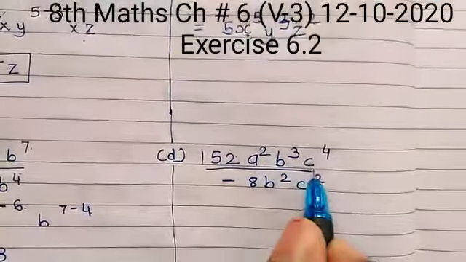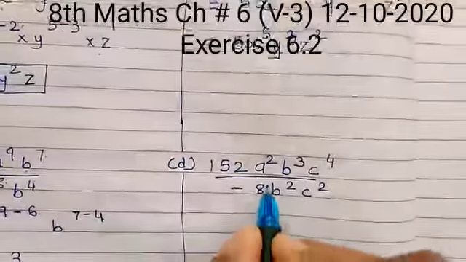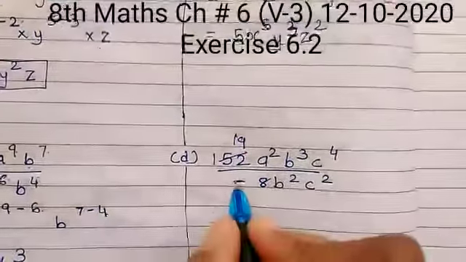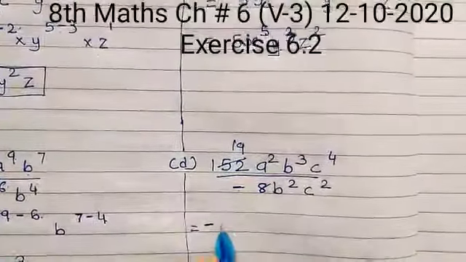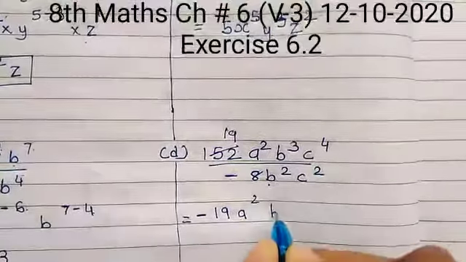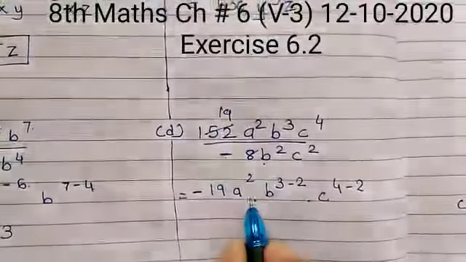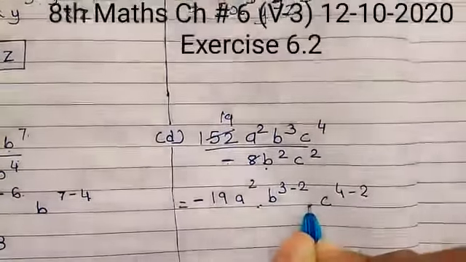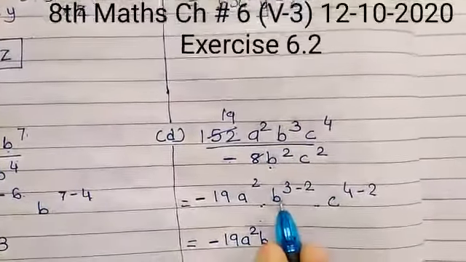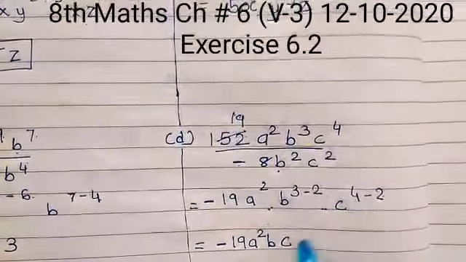Now D number: 152 a square b cube c raised to 4 divided by minus 8 b square c square is given, right? So what will we do? If you remember, 8 19s are 152, but here minus is there, so we get the answer minus 19. a raised to 2, because downside a is not there, so remains as it is. b raised to 3 minus 2 and c raised to 4 minus 2. Here nothing is there means we can put a dot also or we can put the multiplication sign also. So it is equal to minus 19 a square b raised to 3 minus 2 is equal to what? So we do not write 1 but remain as it is. c 4 minus 2 is equal to 2.